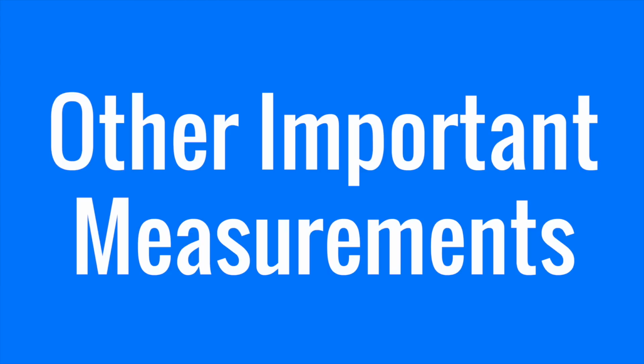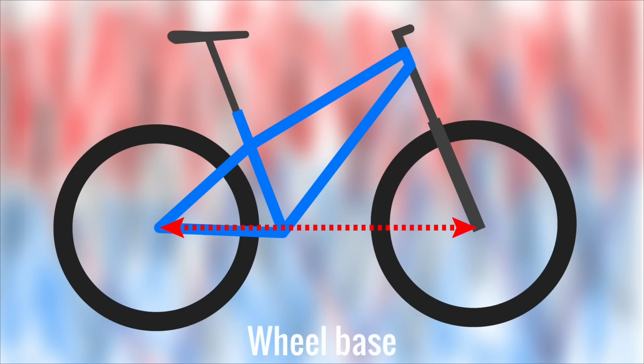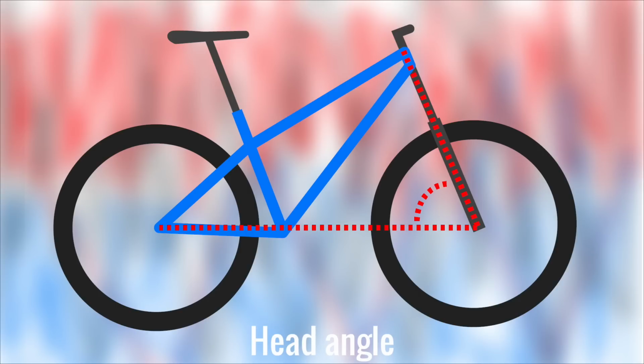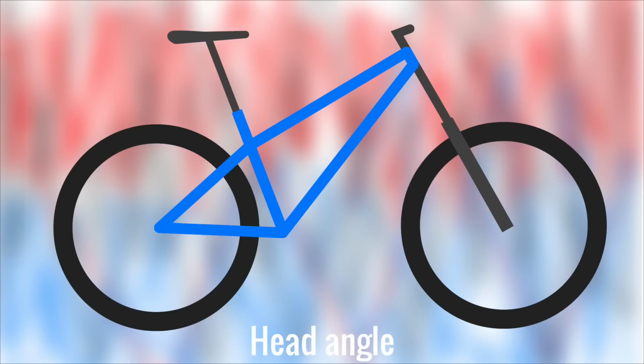Other numbers to look at include the wheelbase. Shorter wheelbase bikes are more maneuverable, while longer wheelbase bikes are more stable at high speeds. The head angle can greatly affect the way the bike turns and descends. Downhill and enduro bikes often have slacker head angles to accommodate for absorbing impacts on steep descents.